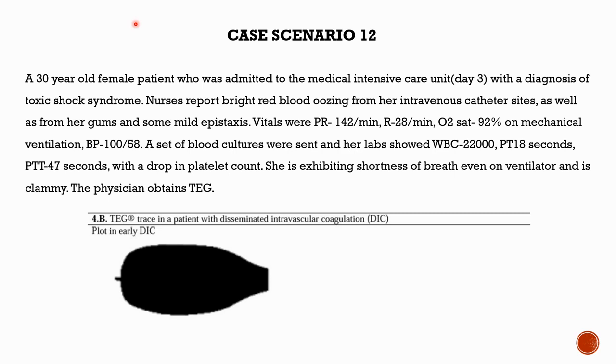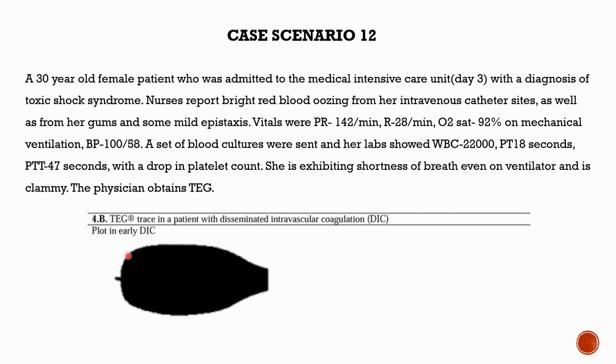A set of blood cultures were sent and her lab showed an elevated WBC count of 22,000. Her PT was 18 seconds and APTT was 47 seconds with a drop in platelet count. She also began exhibiting shortness of breath even when on ventilator and is clammy. A physician ordered a TEG. Kindly explain this TEG trace.